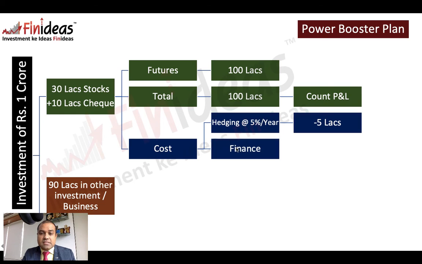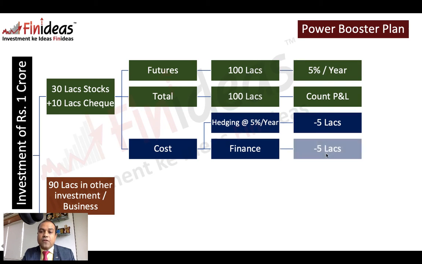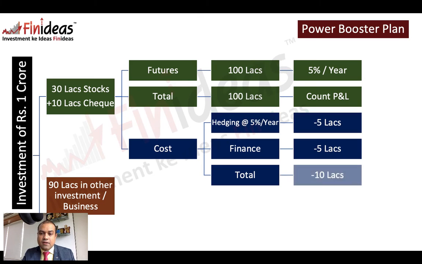The second cost is the financing cost, and this time you are going to pay the financing cost on the full 1 crore portfolio. Why? Because this time you have not invested even 30 lakhs. So on 1 crore at 5%, that means 5 lakh rupees you are going to pay as financing cost. So instead of 8.5%, this time your cost has increased to 10%.